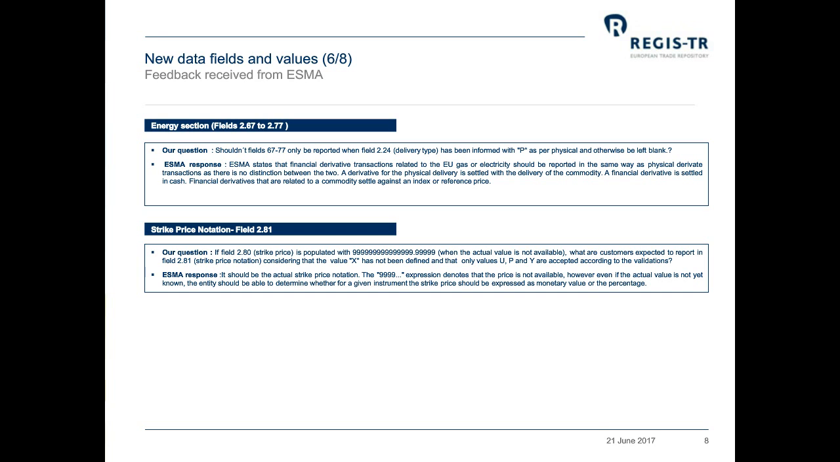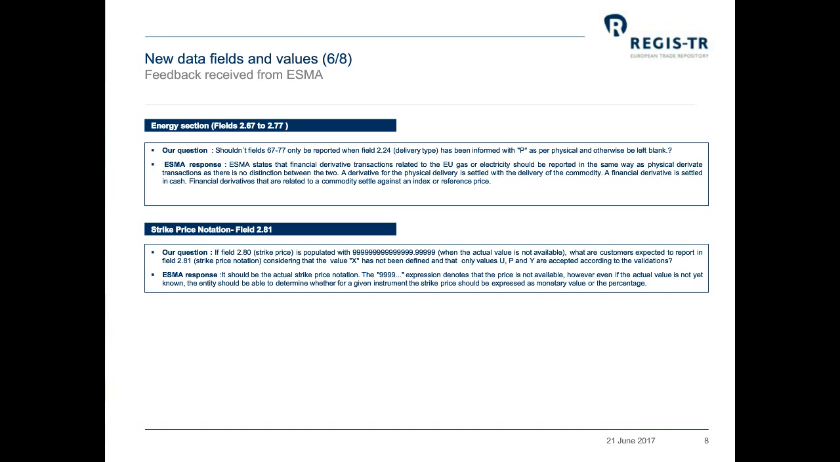Hi. Okay, we are going to see other changes to be implemented with the revised technical standards now. We will see 7 slides in which we can summarize all the changes. So the first one is going to be the action type, to be populated by participants instead of by REGIS-TR. So currently, we will see right now.